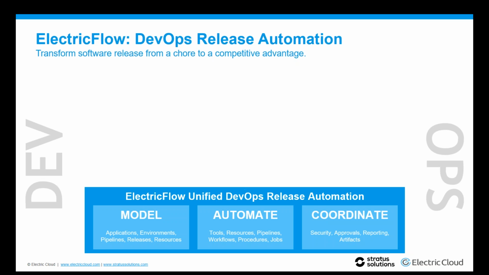through some real-world examples. So Electric Flow is our DevOps release automation platform. It's a single platform that orchestrates all the different tools that you have, all the different environments, and all the different business processes that you have within your environment.